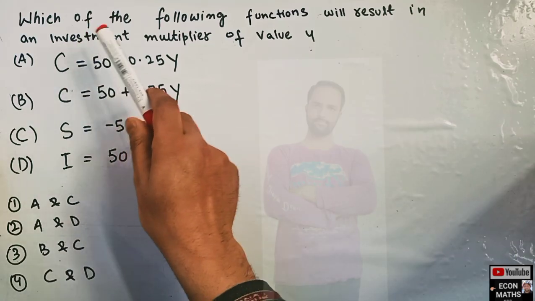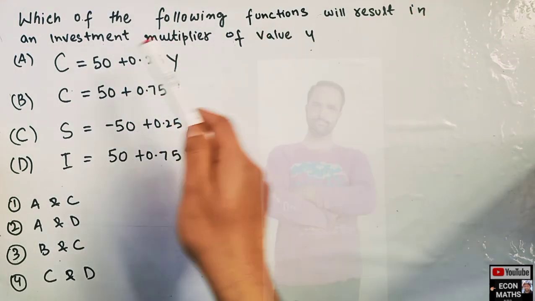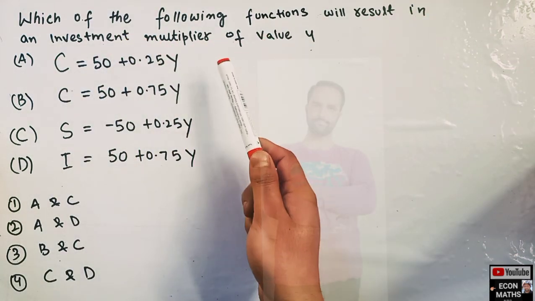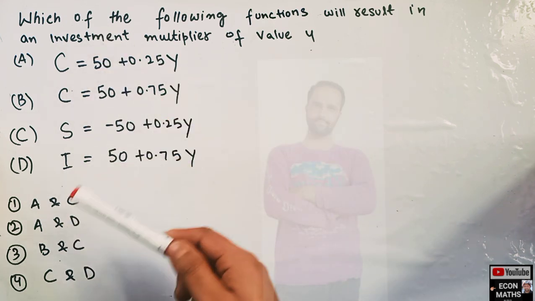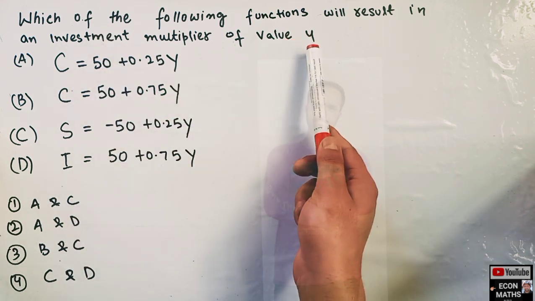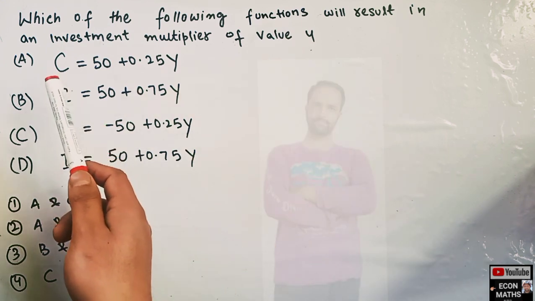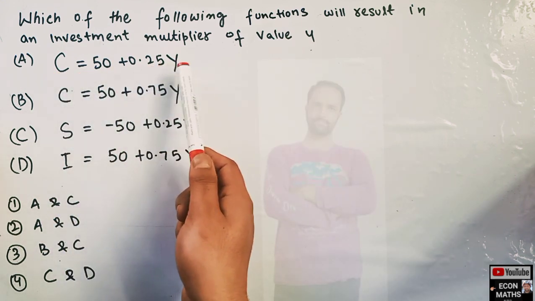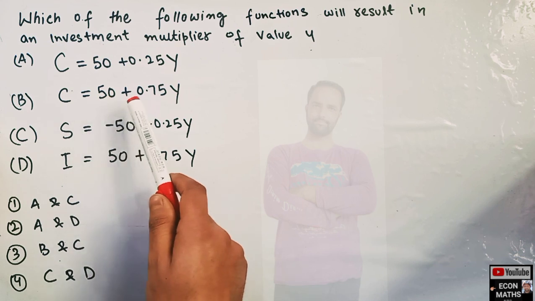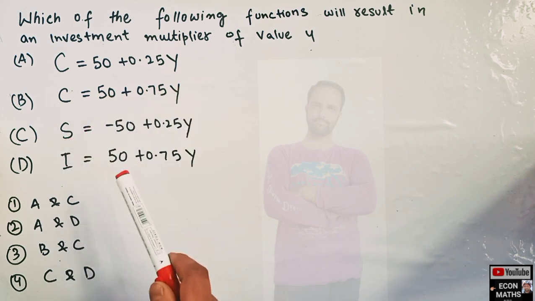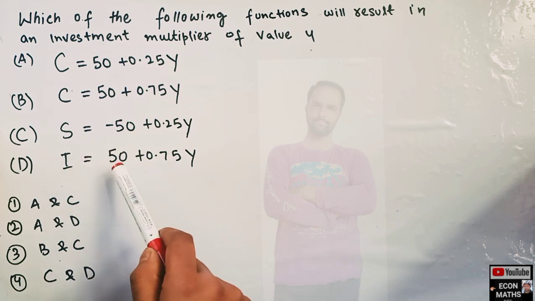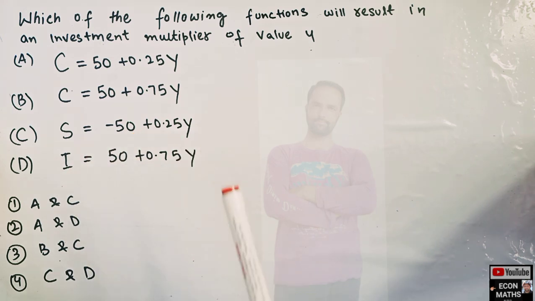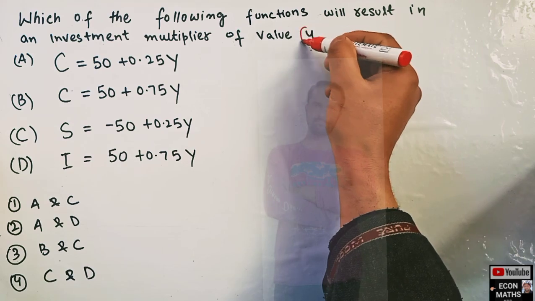Next question is: which of the following functions will result in an investment multiplier of value 4? So we have to see which of these will give us the value of investment multiplier as 4. The options are: C is equal to 50 + 0.25y, C is equal to 50 + 0.75y, S is equal to -50 + 0.25y, I is equal to 50 + 0.75y. So we should get the investment multiplier of value 4.